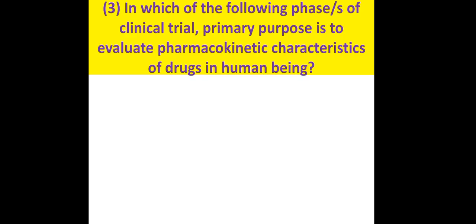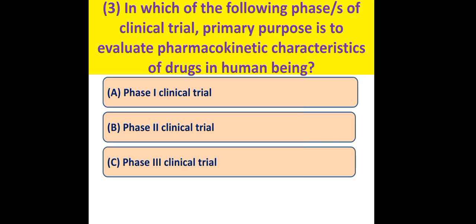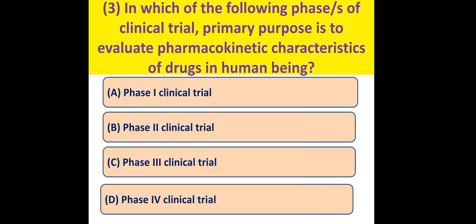In which of the following phases of the clinical trial is the primary purpose to evaluate the pharmacokinetic characteristics of the drug in the human being? There are 4 different phases of the clinical trial, and dear friends, you know that in the phase 1 clinical trial, we are administering the drugs primarily in healthy human volunteers, around 30, to evaluate the pharmacokinetic characteristics as well as the safety of the drug.